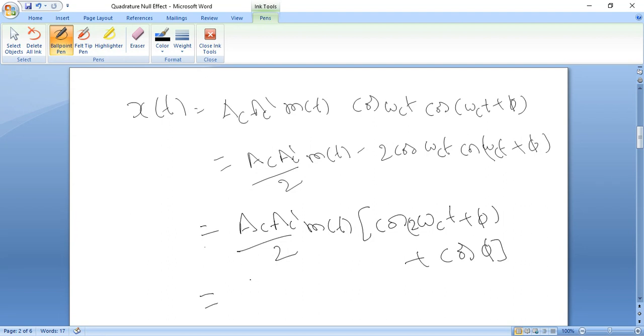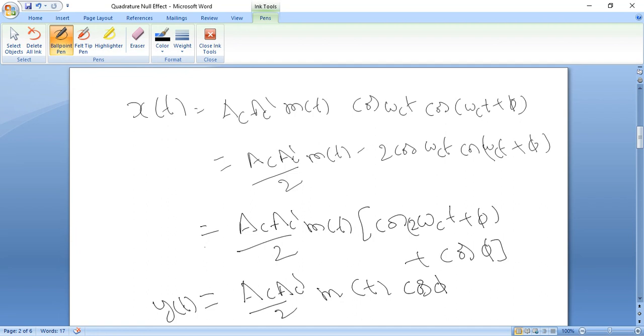What is the low pass filter? A low pass filter passes low frequency components and attenuates high frequency components. So the term corresponding to cos(2ωct + φ) is removed by the low pass filter, thereby giving y(t). What is the meaning of y(t)? y(t) is the output of the low pass filter, which gives Ac' by 2 into m(t) cos φ. Now, if the value of φ is 0, the message signal is reproduced effectively. That is, y(t) equals Ac' by 2 into m(t).